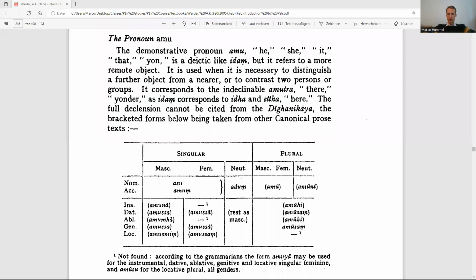We start off with the pronoun amu, which means he, she, it, that or yon, and it is deictic like idang, but it refers to a more remote object. Moreover, it is used when it is necessary to distinguish a further object from a nearer or to contrast two persons or groups, and it corresponds to the indeclinable amutra, there, yonder, as idang corresponds to ita or itta, here.